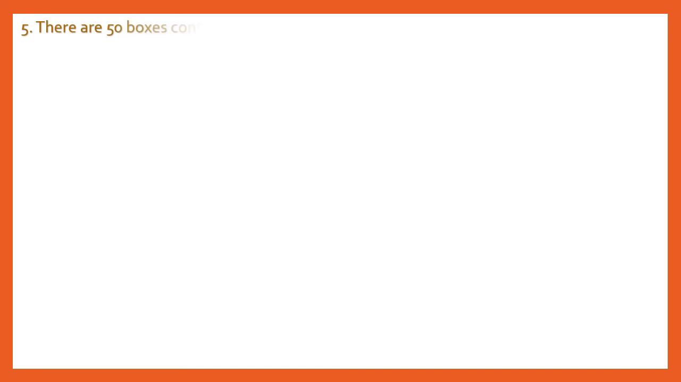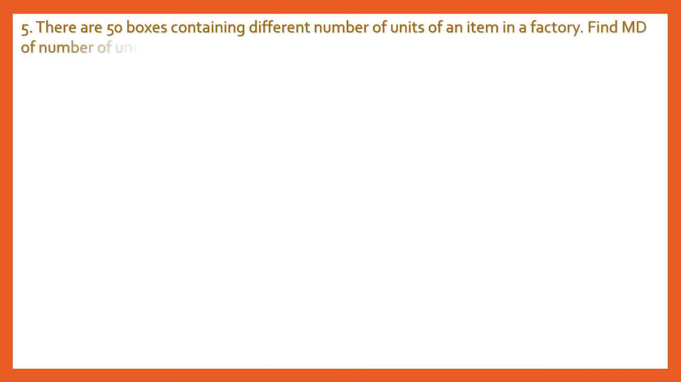Question number 5. There are 50 boxes containing different numbers of units of an item in a factory. We have to find the MD of the number of units per box using the following distribution of units.